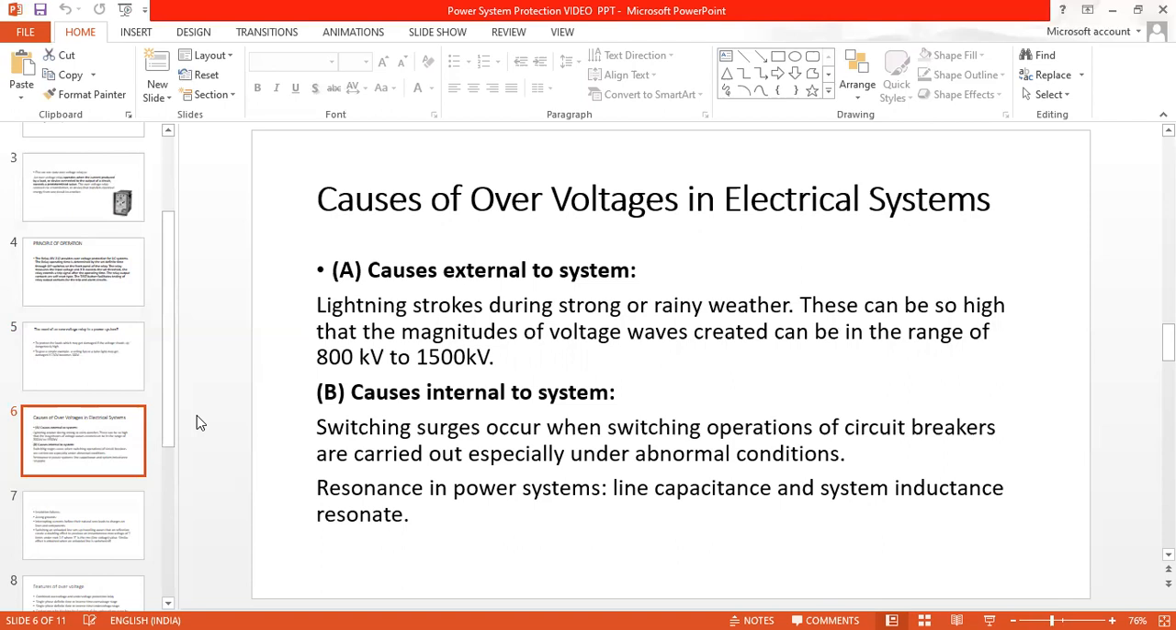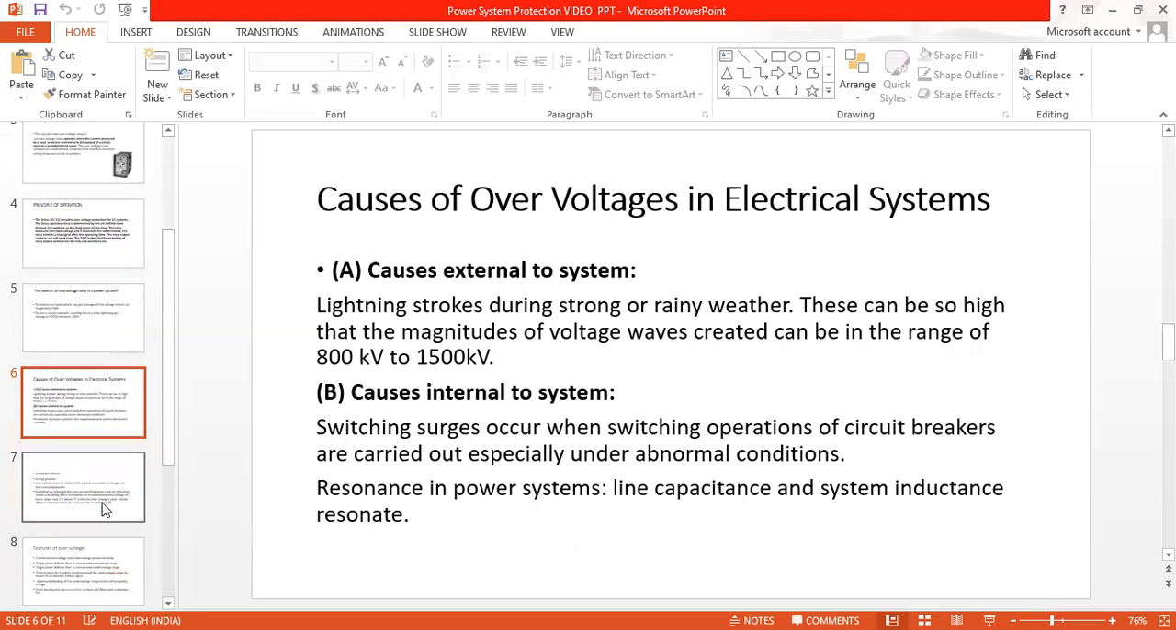The second cause of overvoltage in an electrical system is causes which happen internally in the system. We can assume that switching surges occur when the switching operations of circuit breakers are carried out, especially under abnormal conditions. Resonance in the power system, where line capacitance and system inductance resonate, is also an internal cause.